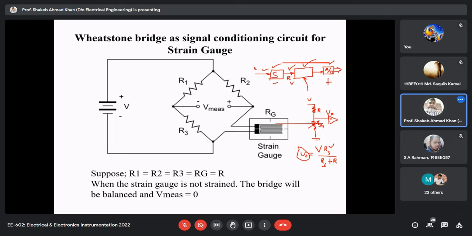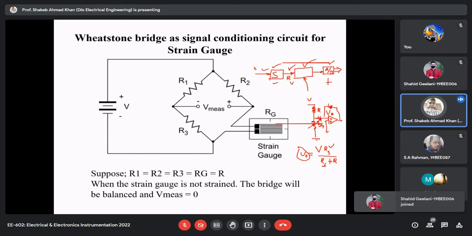This is another signal conditioning step. We amplify it. Now suppose after this your signal is having certain noise and it is not suitable to be given to the A to D converter, then we require a filter also.